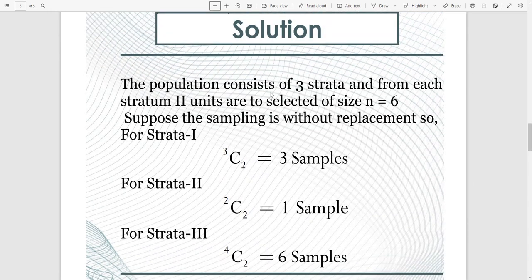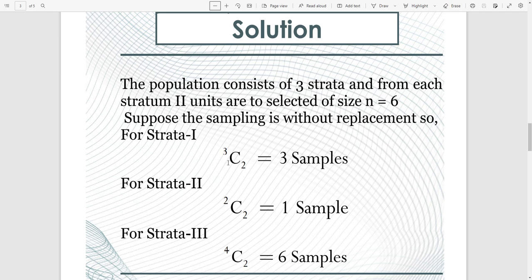Solution. The population consists of 3 strata, and from each stratum 2 units are to be selected, so the total sample size will be 6. Suppose the sampling is without replacement from the strata. As you know, for sampling without replacement we use the combination formula, capital N C small n, to select the samples. If you want to see videos on sampling without replacement and numerical questions solved with it, you can click the link at the end of the video.